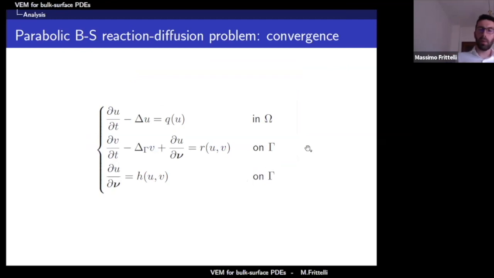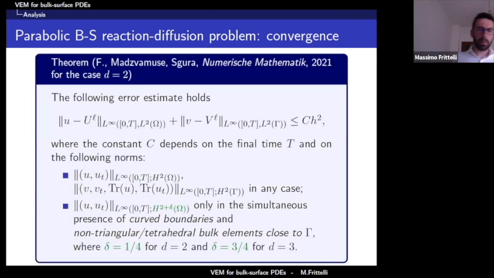So this is the parabolic problem, and without going through the discrete formulation, I'm going to state right away the convergence theorem. In the two-dimensional case, this result is published. In the three-dimensional case, it is work in progress. Basically we have optimal convergence, that's to say quadratic in space for both the bulk and the surface PDE.